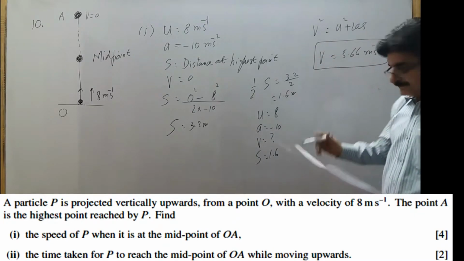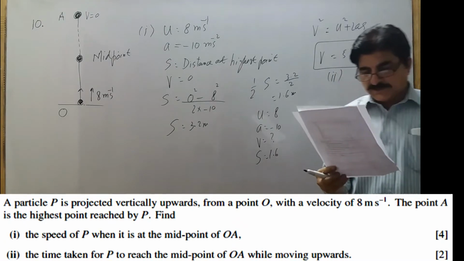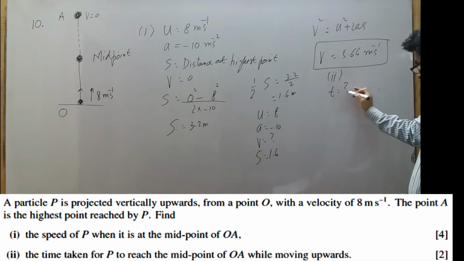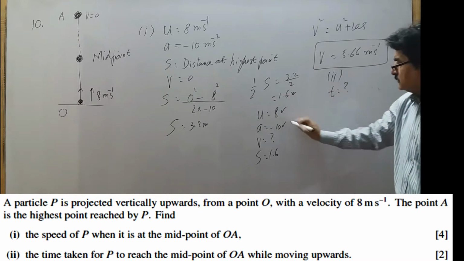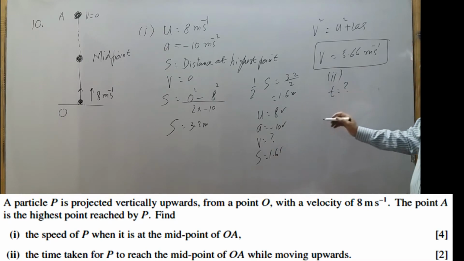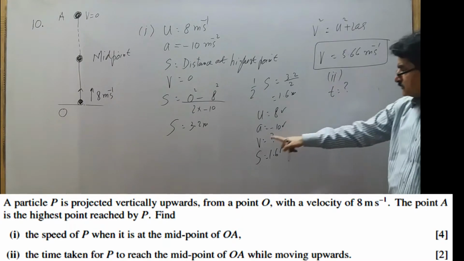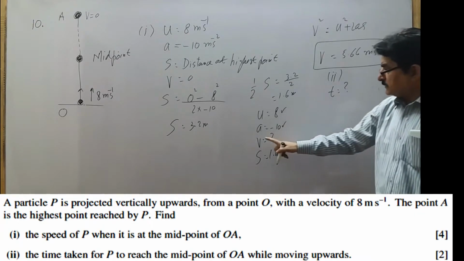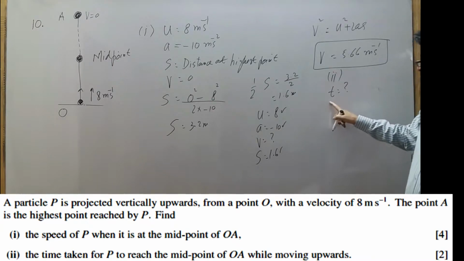Now the next part, the second part, you are asked to find the time taken for P to reach the midpoint of the wave while moving upwards. We need the time for the same distance. Again you can use all these values. Because we know V and we also know S, we can make use of one of these two, and the equation which involves T.